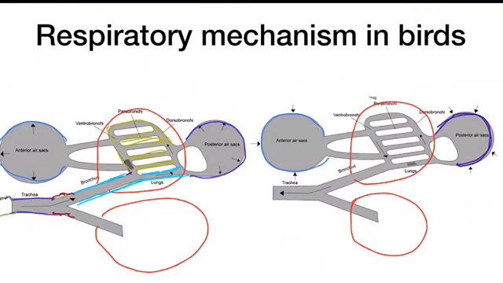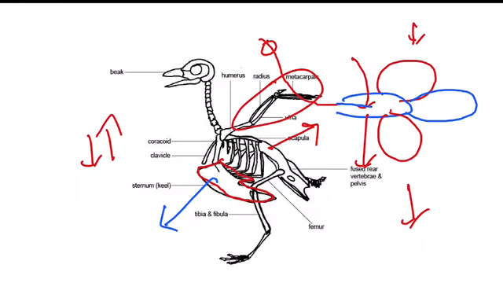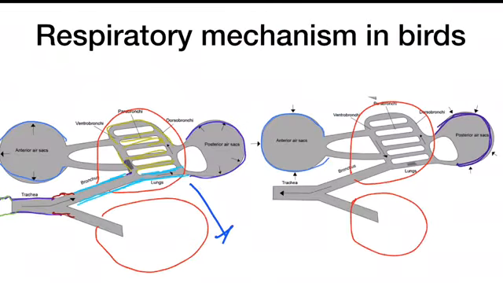Then let us see how the expiration process takes place. During inspiration the sternum lowers, and during expiration the sternum rises. When the sternum rises, the lungs expand. At the same time the air sacs get compressed. Earlier, during the inspiration process, the lungs got compressed and the air sacs expanded. But now it is completely opposite. The air sacs get compressed and the lungs expand.